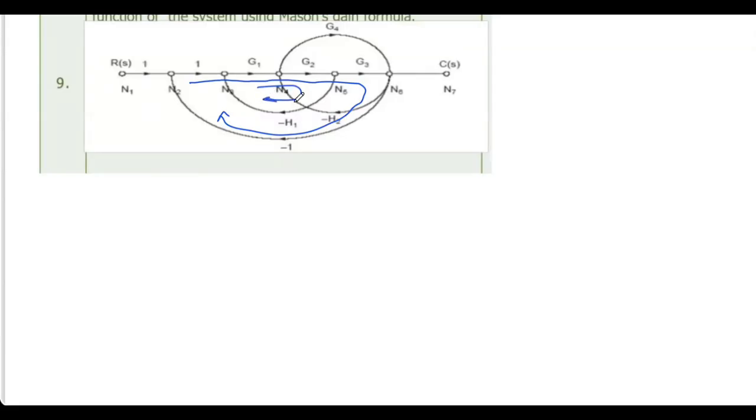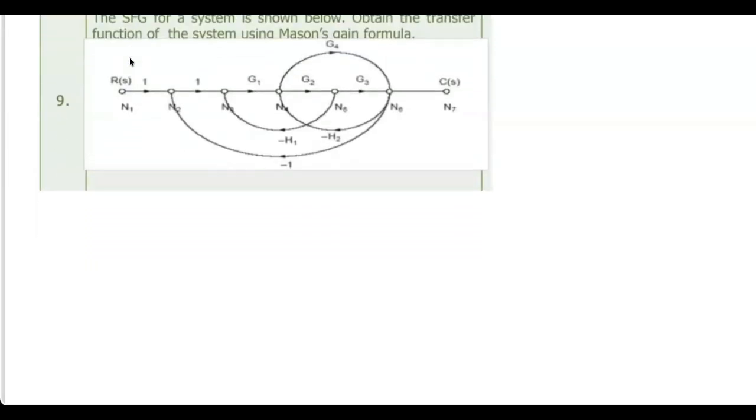This is another loop. This is a third loop. Sir, 5 loops, sir. This is one more loop. Okay, 5 loops are there. Now, let me write those loops.